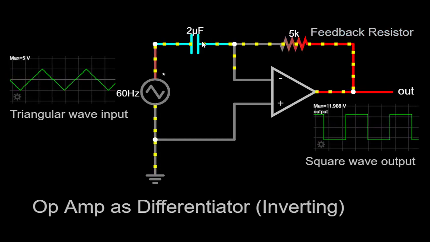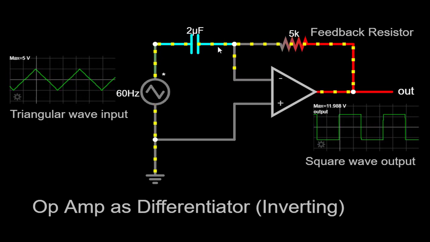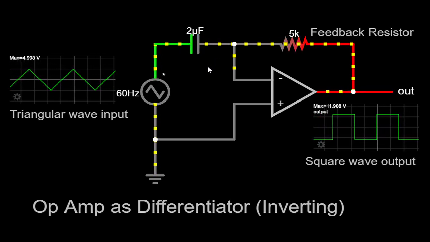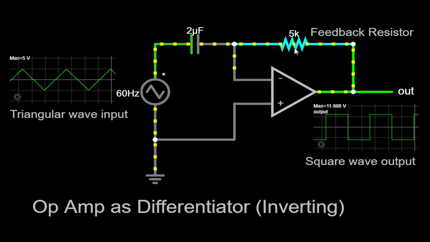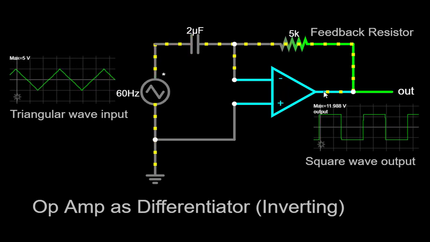The purpose of the capacitor in this configuration is to introduce a time-varying element into the circuit. As the input signal changes, it causes a current to flow through the capacitor and the feedback resistor. This current, in turn, is amplified by the op-amp to produce an output voltage.